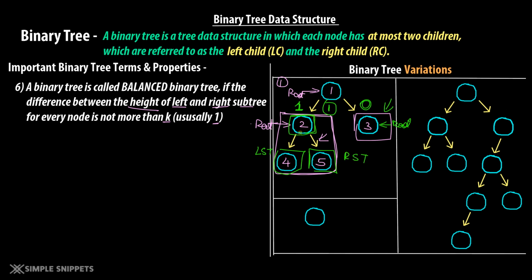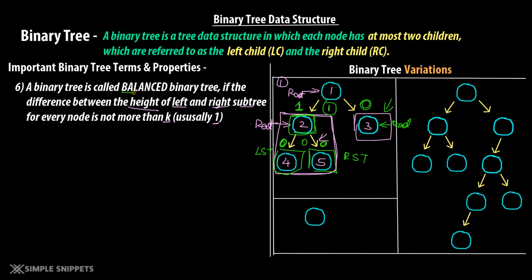So for this node, this is the left subtree. Even though it does not have any further nodes, it is also considered as a subtree, right? One single node in this format is also considered as a subtree. So over here, the height of this node is going to be 0. The height of this node is going to be 0. Obviously, the difference is going to be 0 also.